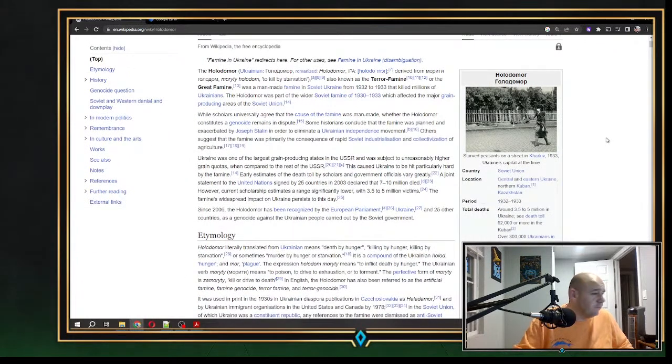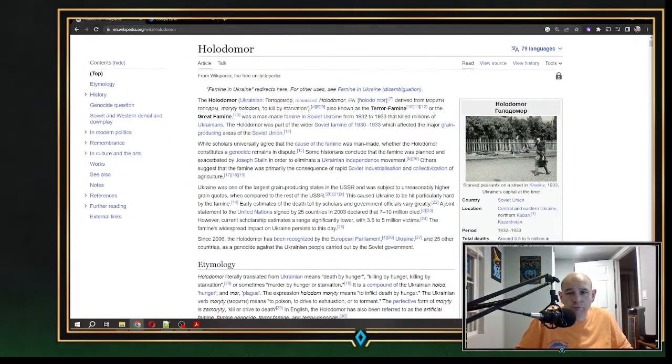Okay, so this is effectively the famine in Ukraine, but this is what it's called. So if you see that word, that's what it's referring to. And this was in the 30s, and basically what happened, well, it was really simple. Stalin didn't like the fact that there were Ukrainians who did not want to be part of his Soviet Union, so he said, okay, fine.